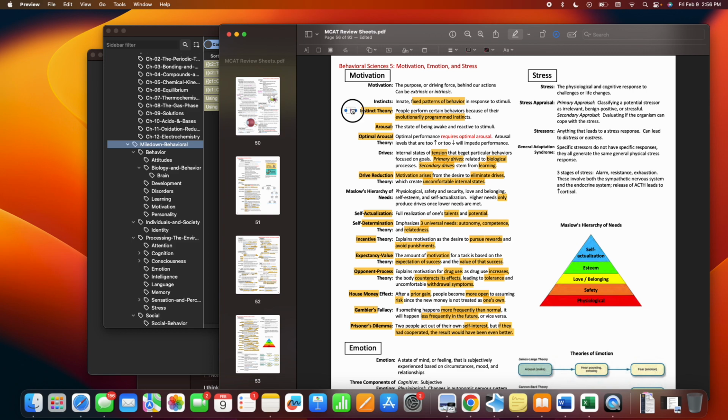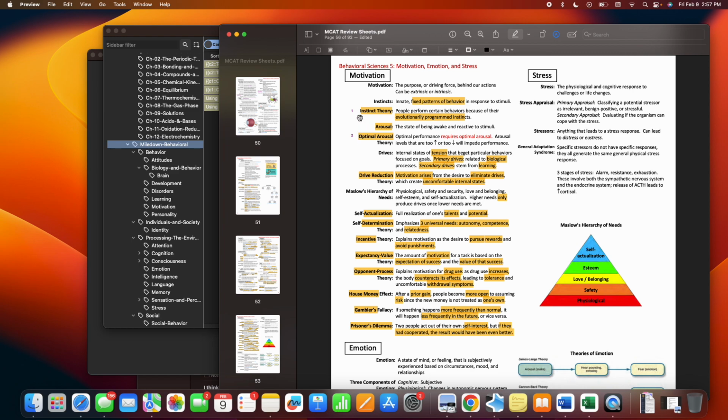So instinct theory, that's number one. What does it say? Does it mean that you make decisions based on your instinct? It's evolutionary programming: we have certain instinctive behaviors. Then we have arousal, the state of being awake and reactive to stimuli. Optimal arousal theory, that's the second theory. So you perform optimally when you're optimally aroused.